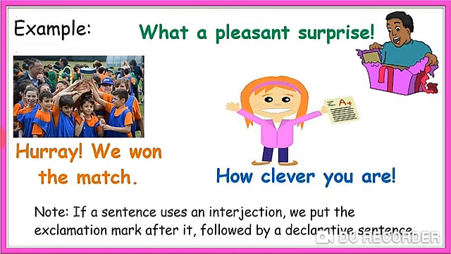Note, if a sentence uses an interjection, we put the exclamation mark after the interjection, followed by a declarative sentence. Kindly look at the second example. Hooray! We won the match. Here, hooray is an interjection. Therefore, we put an exclamation mark after the interjection hooray, followed by the statement we won the match.